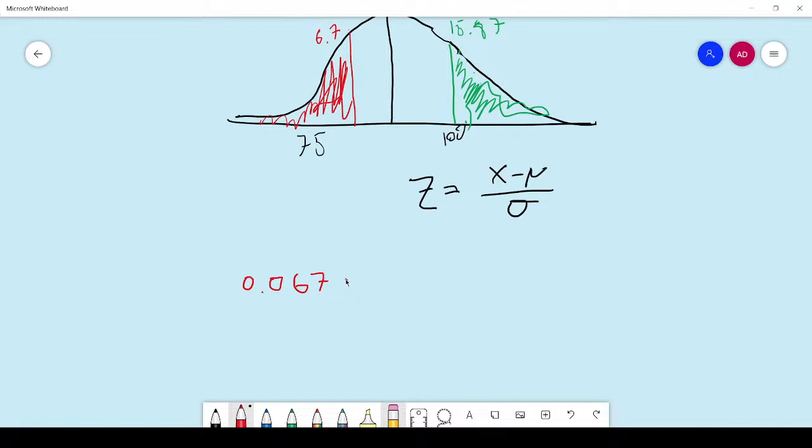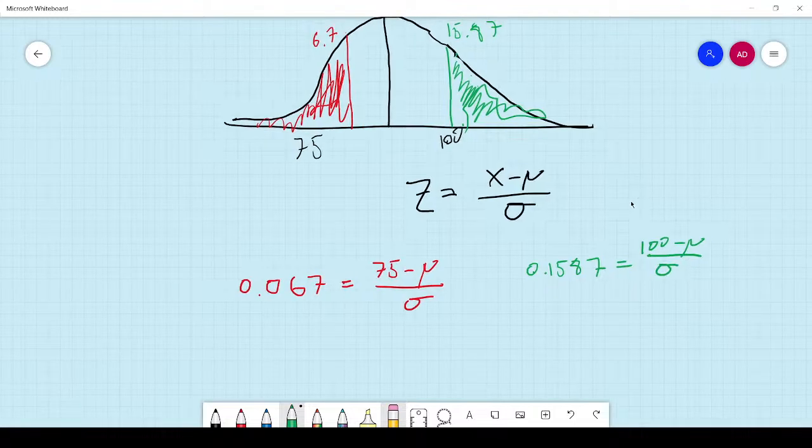Was equal to x, so 75 minus mu on sigma. And then over here in the green we can do the 15.87% chance was equal to 100.